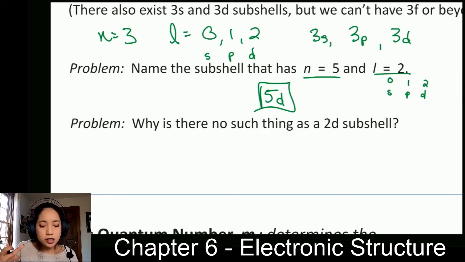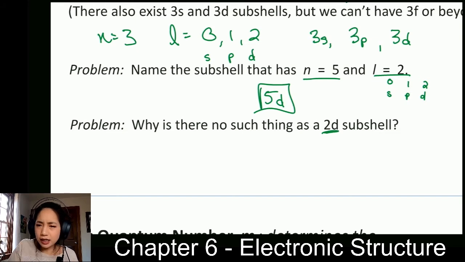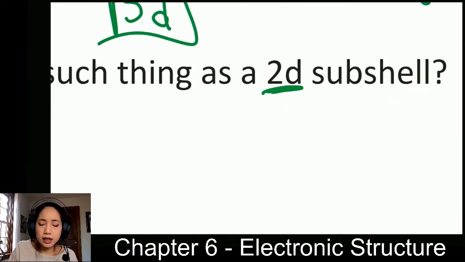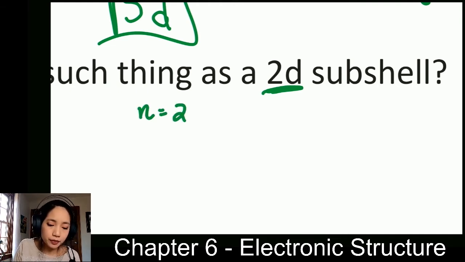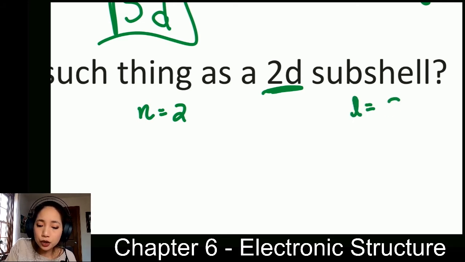So why is there no such thing as a 2d subshell? Okay, let's break that down. In 2d, that number 2 is its principal quantum number, so this is n equals 2. And d tells us its shape. d is associated with its secondary quantum number, so L equals 2 if it's a d shape. So let's work backwards here and see if this is even possible.